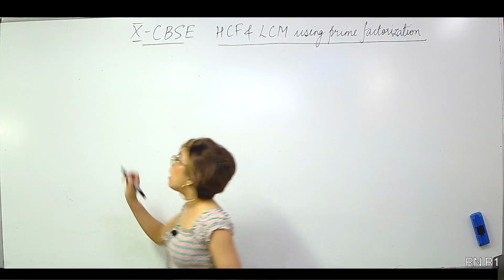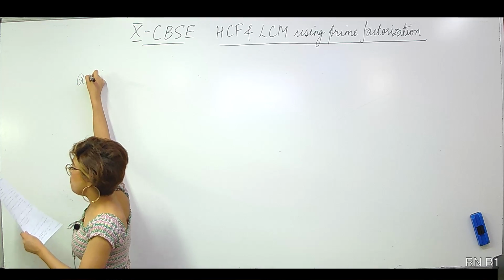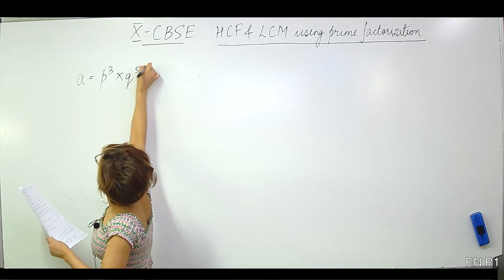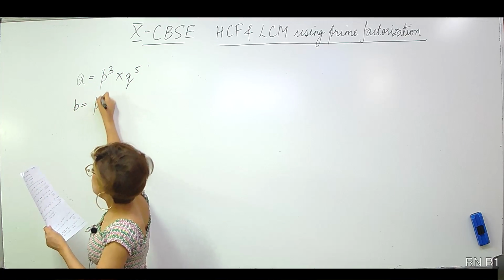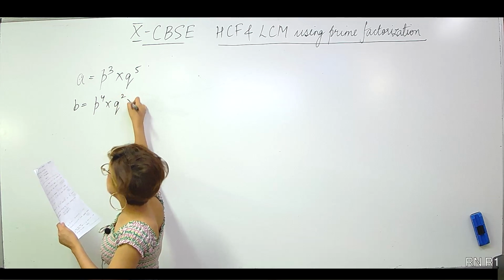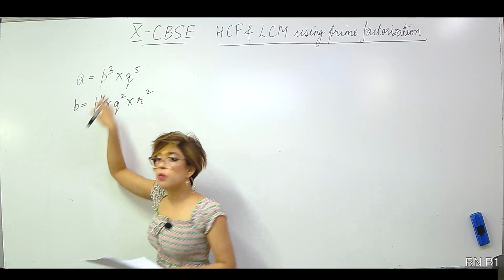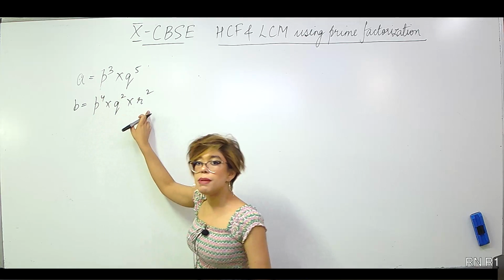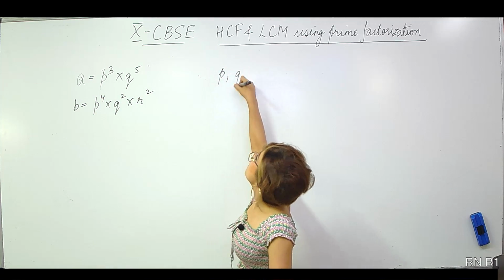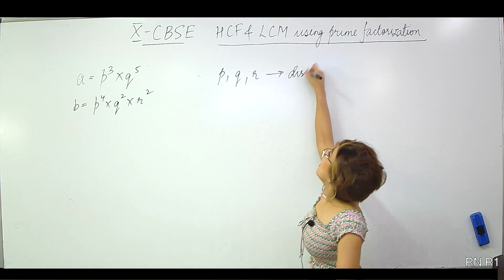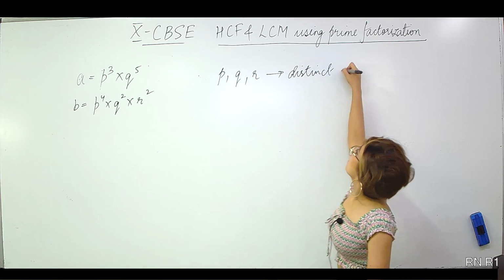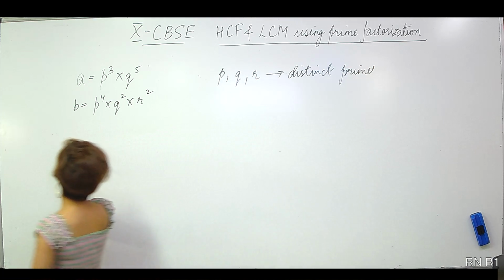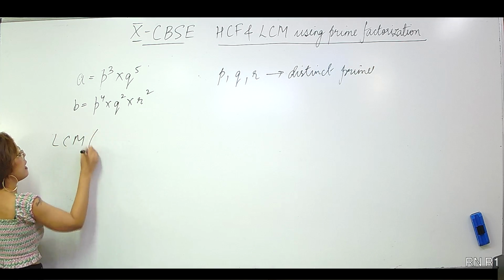Now, suppose I have two numbers. First number is A, which is written as P raised to power 3 into Q raised to power 5. The second number is B, which is P raised to power 4 into Q raised to power 2 into R raised to power 2. Obviously, these two are natural numbers, and P, Q, R are distinct primes. Now, the two numbers are given to you. I am interested in finding out the LCM of A and B.